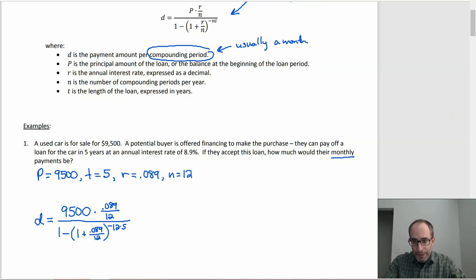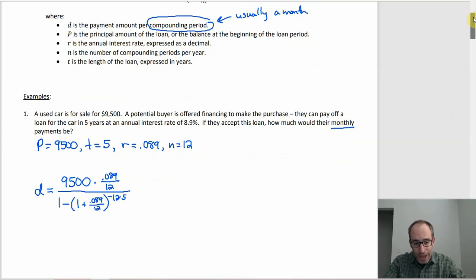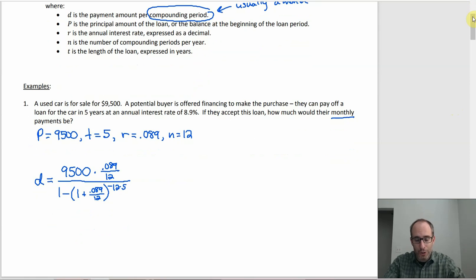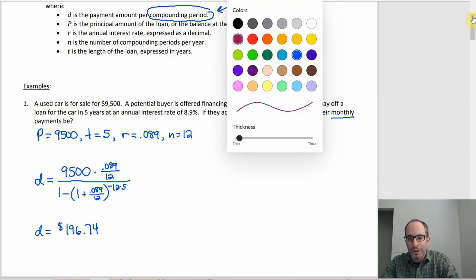But let's see, I think the best thing is I'll just say what you get, and then over on the right, I'll write out how I would do it with a calculator. So what you get for this, at least to the nearest cent, because you're going to have to round off, and since it's money, I think that's the most conventional way to round off. You get $196.74 as a monthly payment. So how do you do it with a calculator?